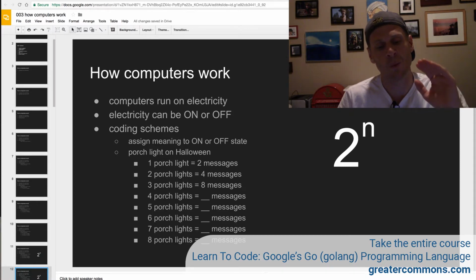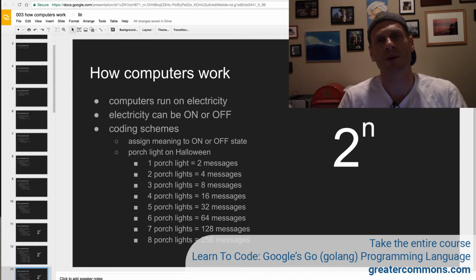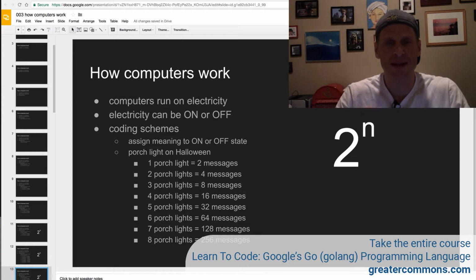And then what would it be if we had this many porch lights? So pause the video right now and figure it out. If you figure it out, you'll find numbers which you have always heard with computers: 2, 4, 8, 16, 32, 64, 128, 256. Those are numbers we have always heard with computers, and they're all base 2.